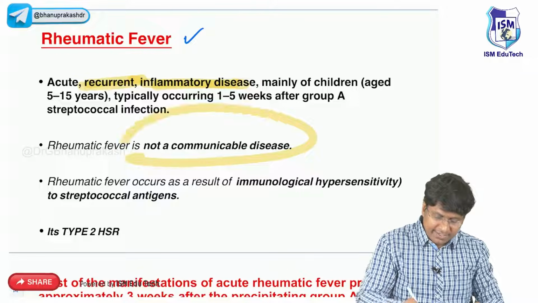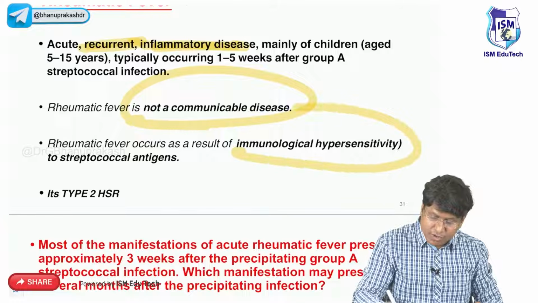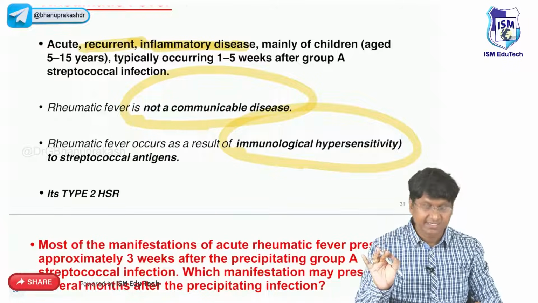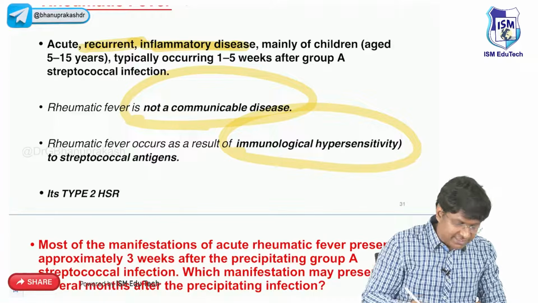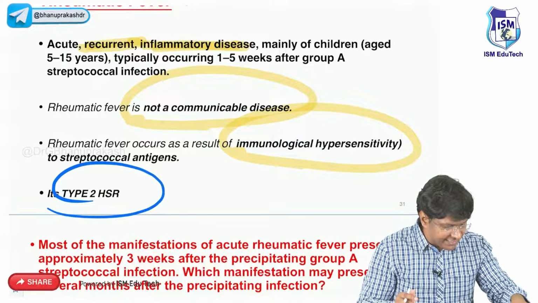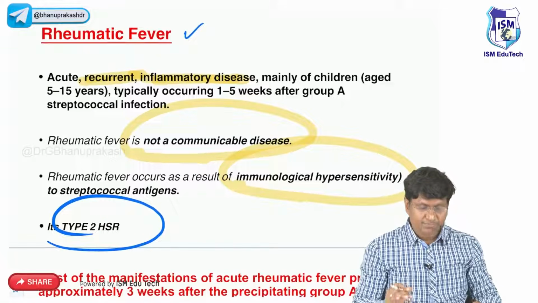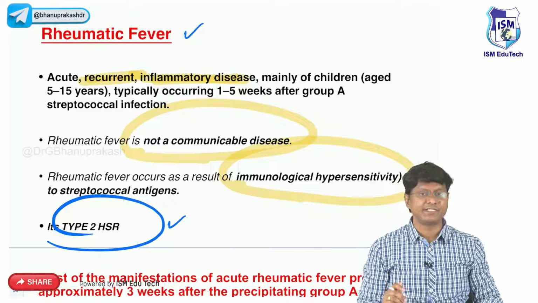And remember, it is not a communicable disease, right? It is an immunological hypersensitivity. And what type of hypersensitivity reaction is this? This will be a type 2 hypersensitivity reaction. So in rheumatic fever, the type of hypersensitivity reaction is type 2.